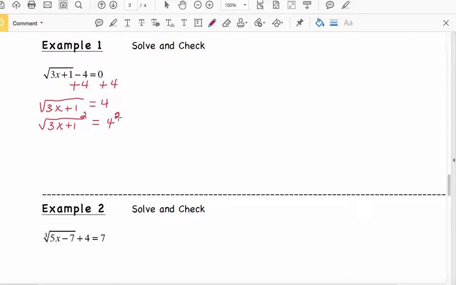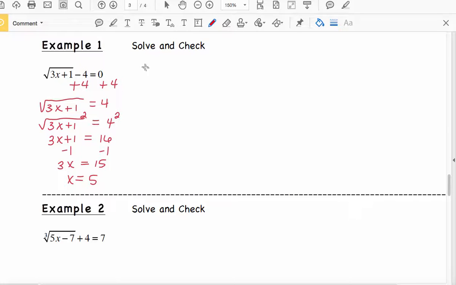So I'm squaring both sides, and then on the left side, the exponent of 2 is going to remove that radical symbol for us, and only the 3x plus 1 is going to drop down. And then 4 squared is 16. And then from here, all you need to do is subtract 1 and then divide by 3. And x is equal to 5.